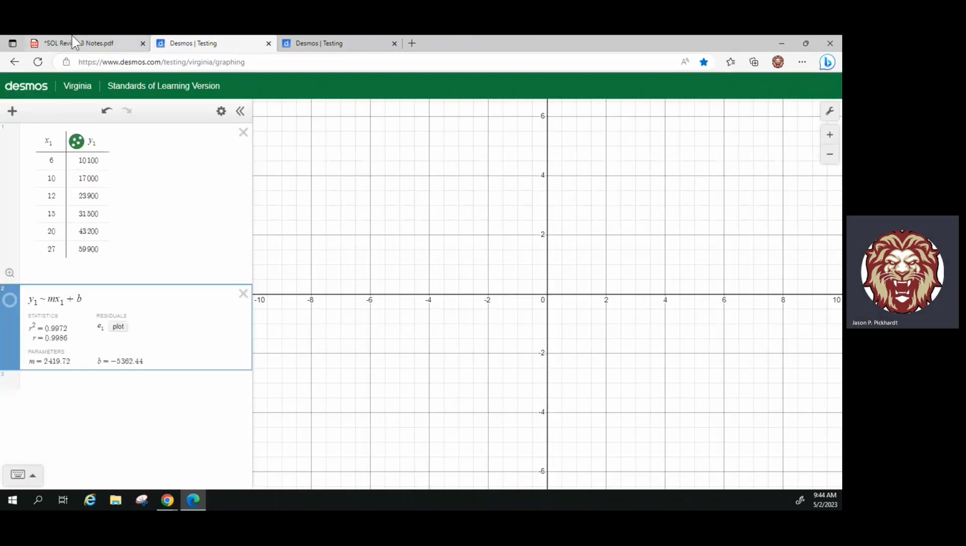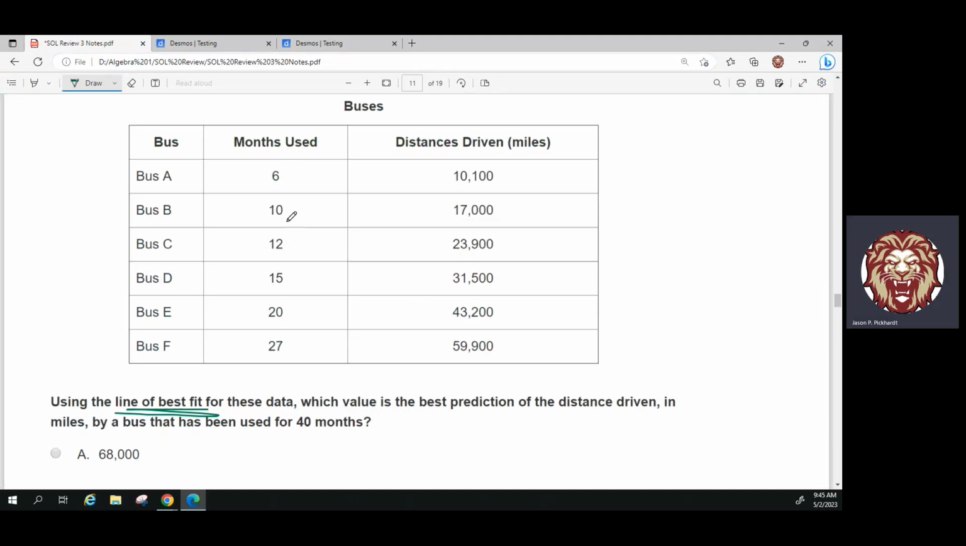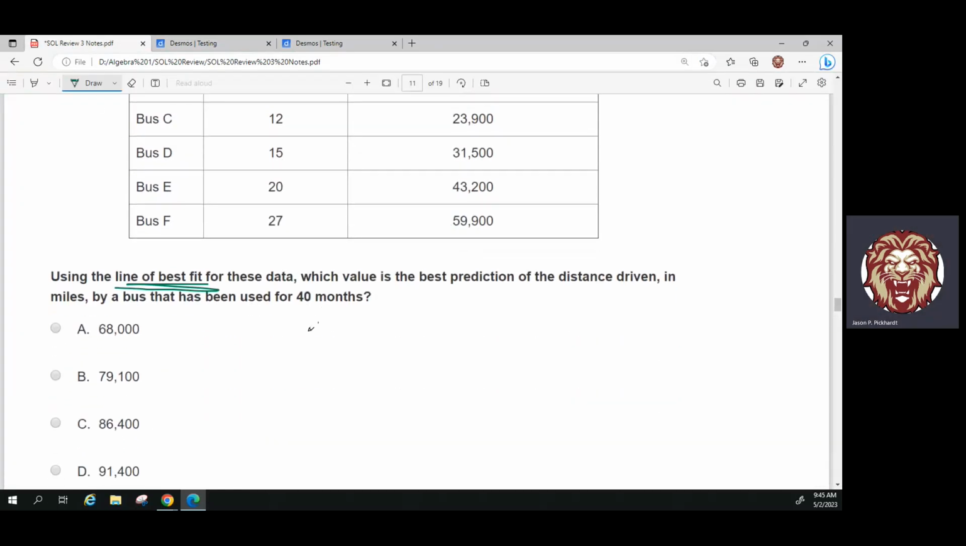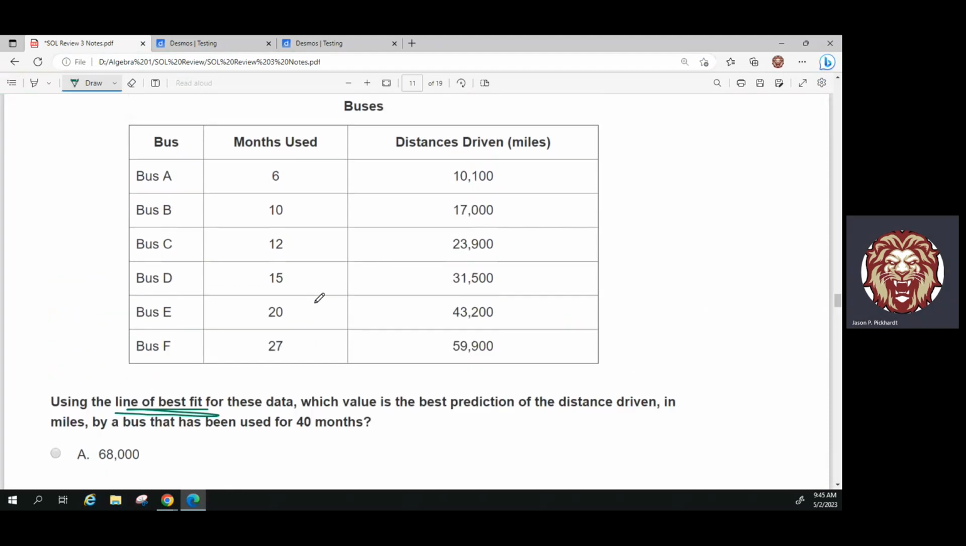So I plug the data in here about buses and the months they're used and the distance they're driven. It's a line of best fit, so I'm using my Y1 squiggly MX1 plus B. It's going to give me a slope and an intercept down here, M and B. Just a reminder from a long time ago when we did this, it gives you extra information, but we don't need it. That's for a different class. So what we're asked is how many miles could we expect a bus that's used for 40 months to drive? And so this months used is an X, distance driven is a Y.